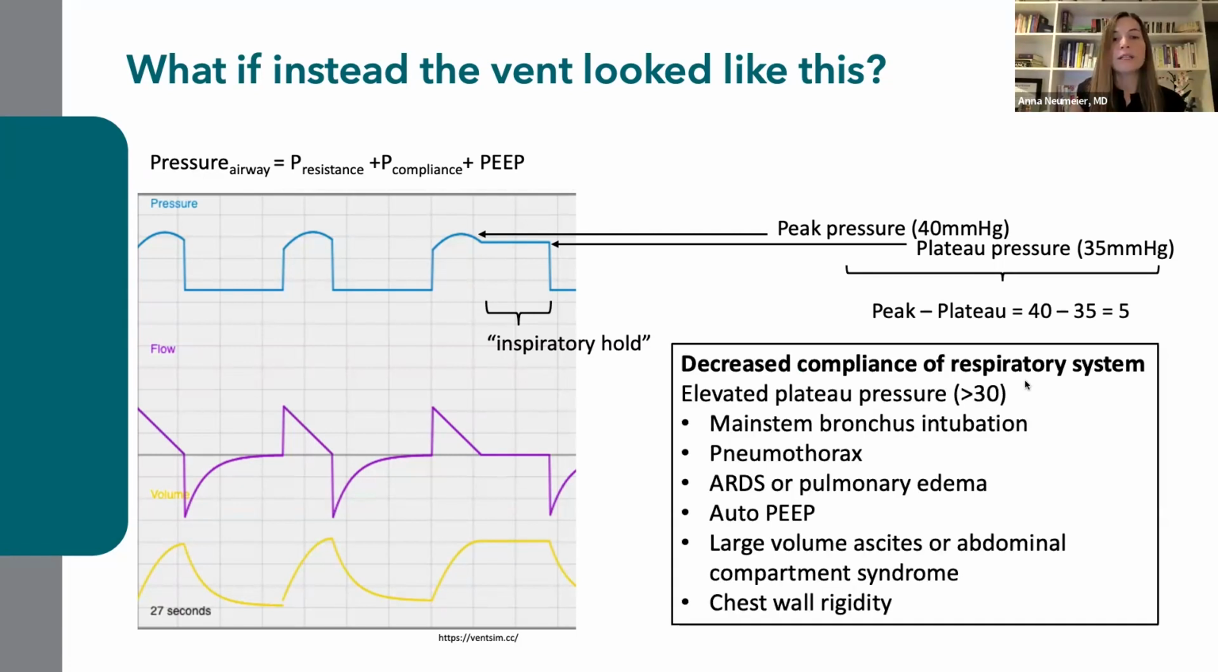Causes of reduced compliance of the respiratory system include main stem bronchus intubation, meaning mechanical ventilation to one lung with a volume that is intended for 2 lungs, pneumothorax causing increased intrathoracic pressure, acute respiratory distress syndrome, pulmonary edema, reducing lung compliance, auto-PEEP, which is a scenario in patients who have airways disease where there's still a certain amount of pressure in the thorax at the end of expiration, large volume ascites or abdominal compartment syndrome, recognizing that abdominal pressures or thoracic pressures, and in the case of chest wall rigidity, can also contribute to high plateaus.